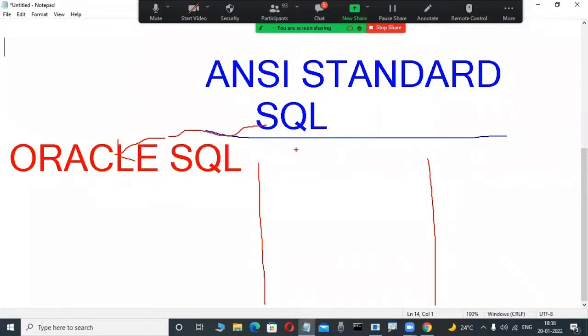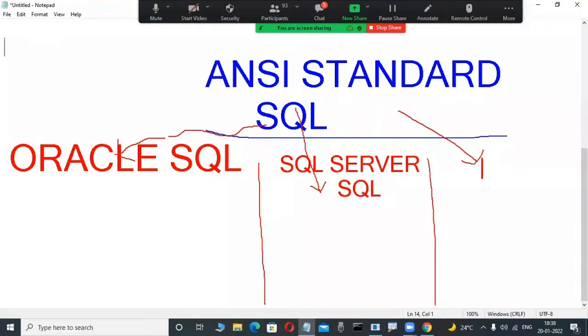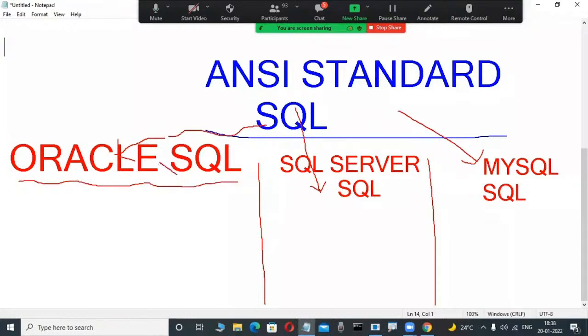So many fellows don't know that. Again, observe here. SQL Server, a Microsoft product, created their own SQL from this ANSI standard SQL that is called SQL Server SQL. Again, MySQL created their own SQL language from this ANSI standard that is called MySQL SQL. That's why in our class we are learning Oracle SQL.